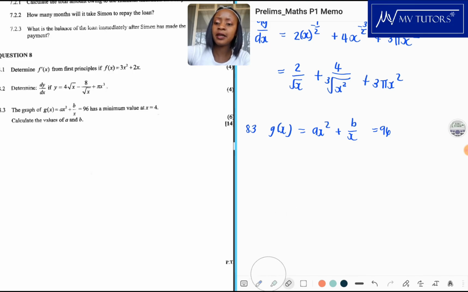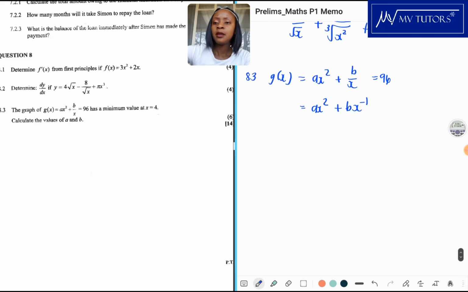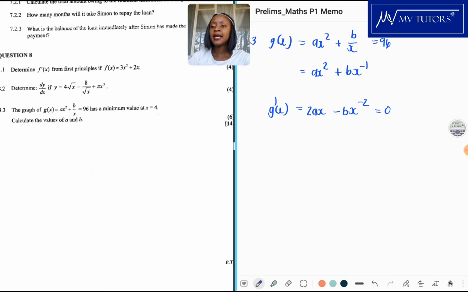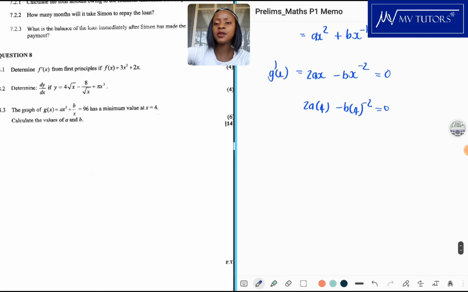So actually, let me just rewrite this as ax squared plus b to the power negative 1 times x. Okay, so g of x, or rather the first derivative, I would get 2ax, because 2 minus 1 is 1, so it's x to the power 1. And then we have negative b x to the power negative 2, and that would be equal to 0. And then we know that it has a minimum value at x is equal to 4. So I'm going to substitute 4: 2a times 4 minus b times 4 to the power negative 2 is equal to 0.